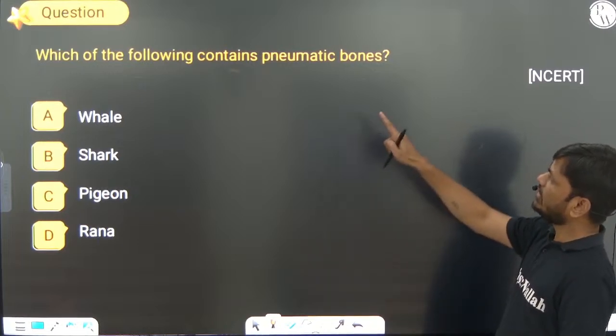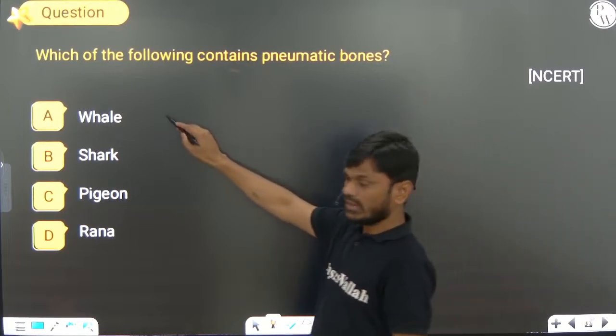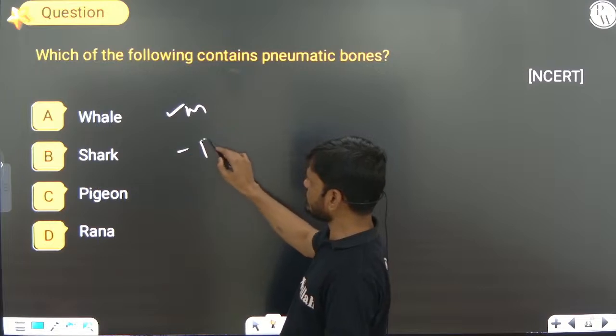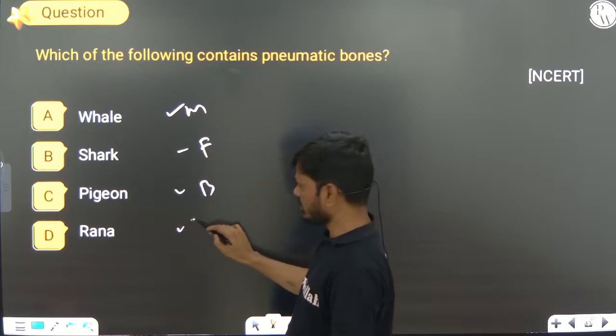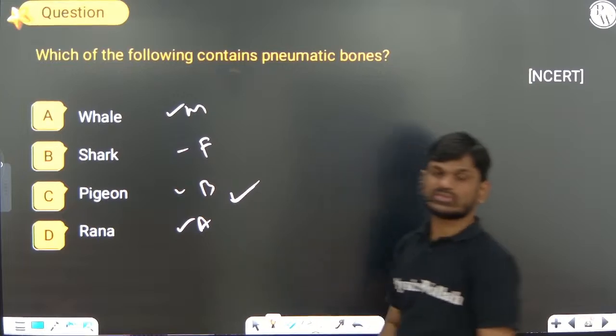Which of the following contain pneumatic bones? Simple. Whale is a mammal, shark is a fish, pigeon is a bird, Rana is an amphibian. So pigeon, the bird, is the answer.